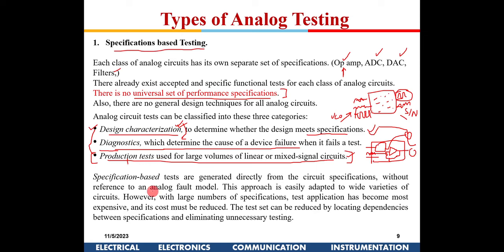Now specification based tests are generally directly from the circuit specifications. So there is no reference to the analog fault model. I have nothing to do with what has happened inside. This is a widely accepted approach for analog circuits. But sometimes the number of specifications will be very large, and hence this is slightly complex and expensive. But there is no solution out here.